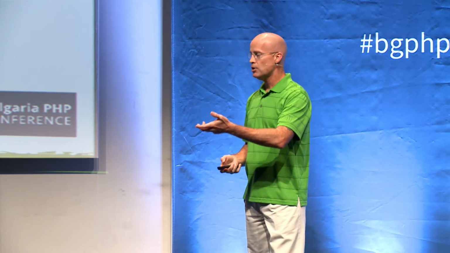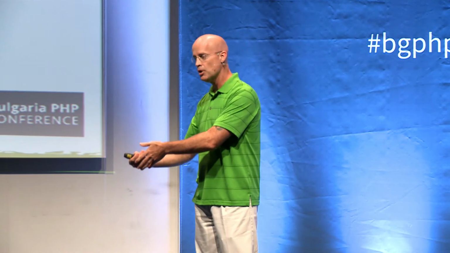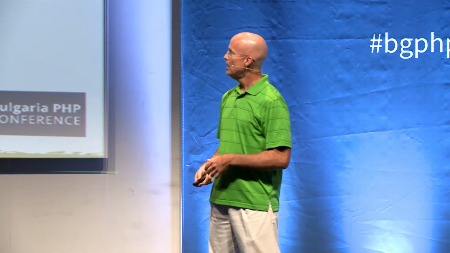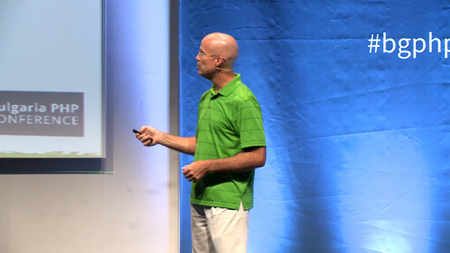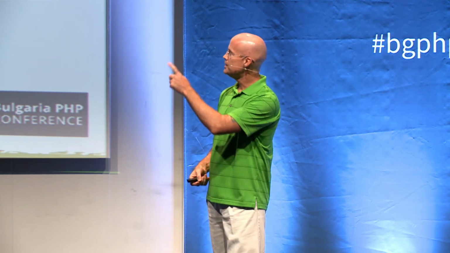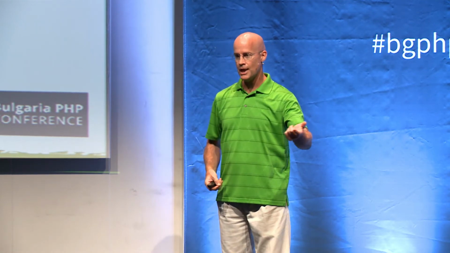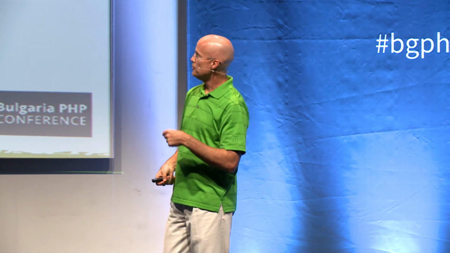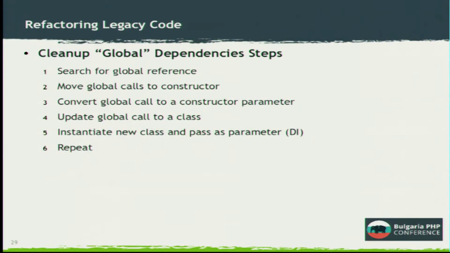Then we're going to move the global call to the constructor inside that class. We're going to create a constructor if there isn't one, and we're going to move the global call into that constructor. After we do that, we're going to convert the global call to a constructor parameter, dependency injection, right? Just that simple. And then we're going to update the global call to a class, and then we're going to instantiate the new class and pass the parameter like dependency injection, and then we're going to repeat that as needed. So as an example, let's take a look at that.